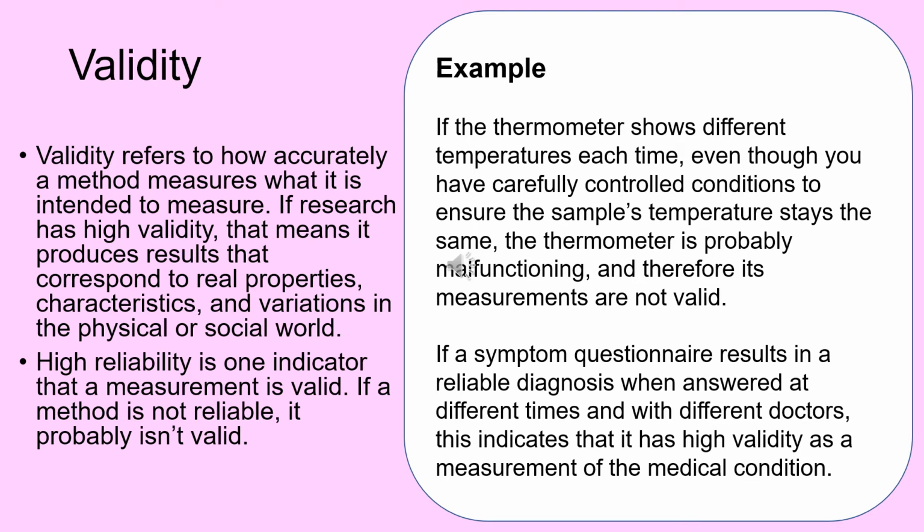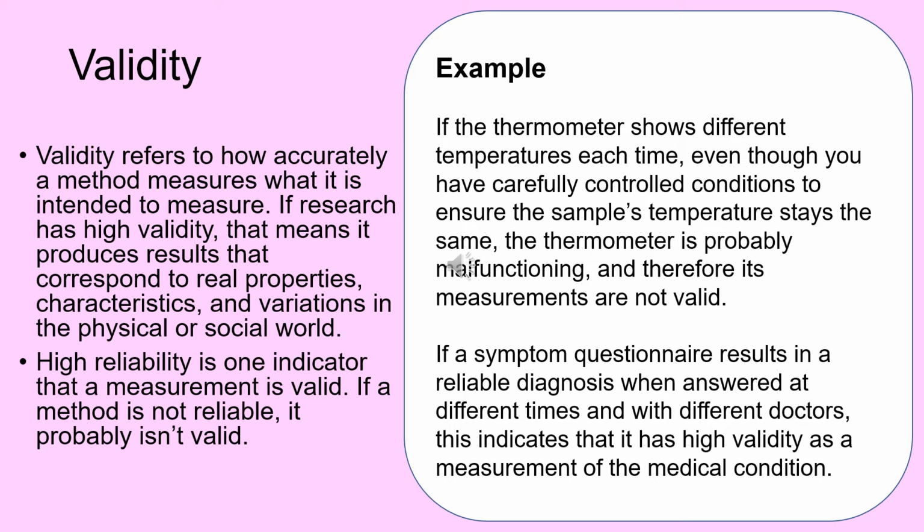Validity. Validity refers to how accurately a method measures what it is intended to measure. If research has high validity, that means it produces results that correspond to real properties, characteristics, and variations in the physical or social world. High reliability is one indicator that a measurement is valid. If a method is not reliable, it probably isn't valid.